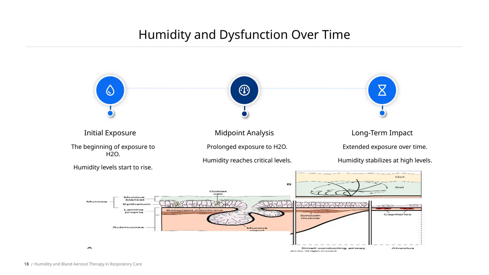During this time, humidity stabilizes at high levels, which can be beneficial, but also raises concerns about potential overhumidification and its effects. Now, at the midpoint of exposure, things become even more critical. The prolonged contact with humidified air causes humidity to reach levels that can be considered critical. That's where we need to carefully monitor and manage to prevent any adverse effects on the patient. Connecting this to the overall theme, understanding these stages helps us optimize respiratory therapy, providing enough humidity to support the patient without crossing into problematic levels that could cause dysfunction.